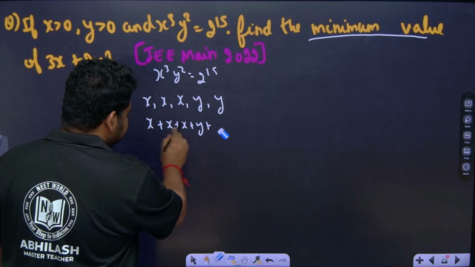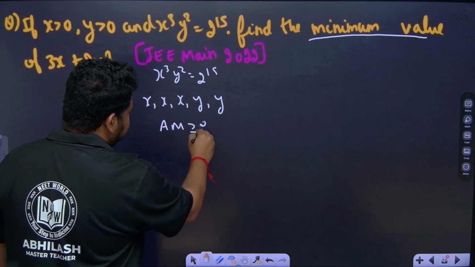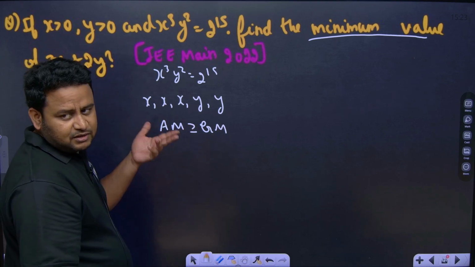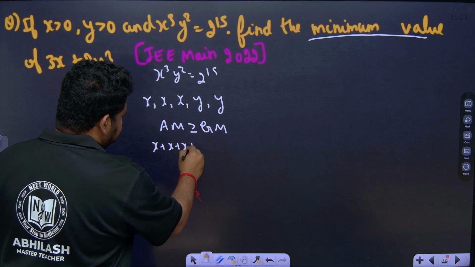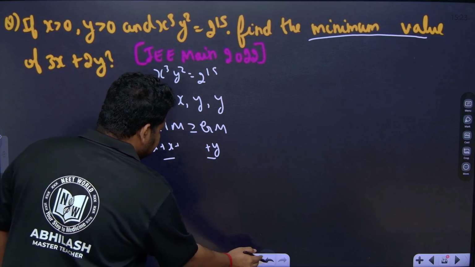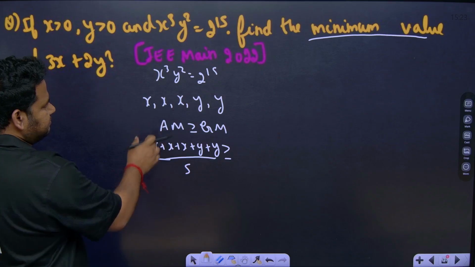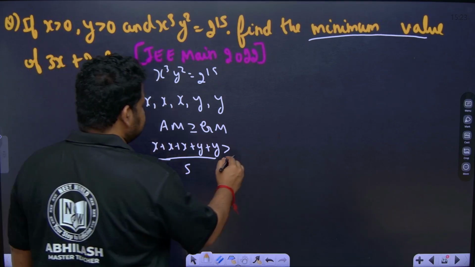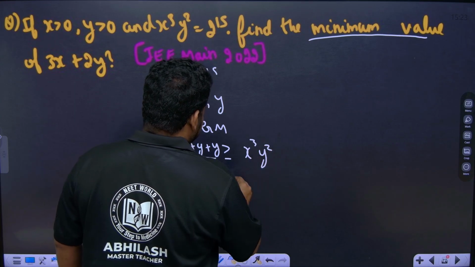Before that I have to write the condition. What is the condition? We have arithmetic mean is greater than or equal to geometric mean. Arithmetic mean is the sum of the terms divided by the number of terms. Correct? Now this will become x plus x plus x plus y plus y divided by the number of terms, which is 5. This is greater than or equal to the geometric mean. Geometric mean is nothing but the product of all this, so the product will be equal to x cube y square.